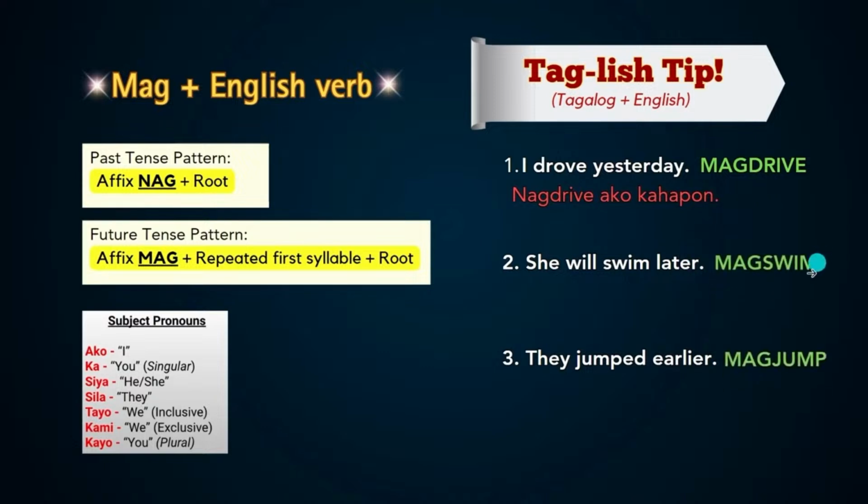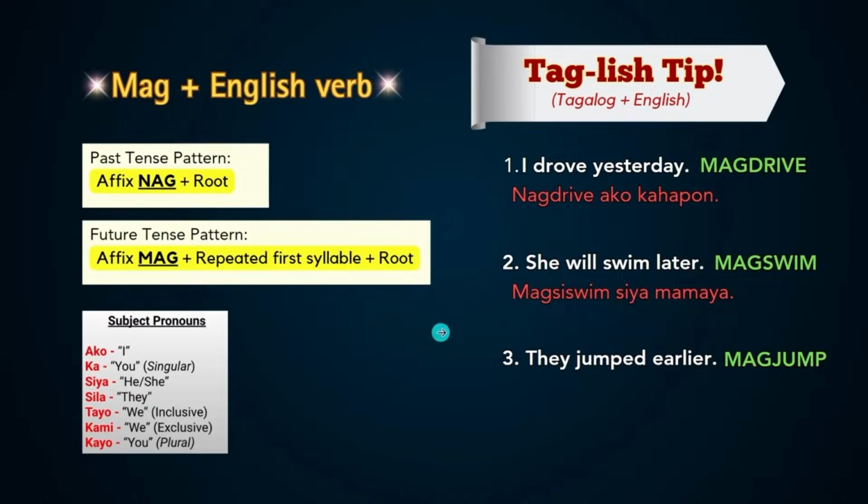You can use mag swim and mag jump. And then we'll go over it in just a second. Alrighty, for number 2, she will swim later. If I told you to use mag swim, it would be magsiswim siya mamaya. So again, for the future tense conjugation of a mag verb, it's mag plus the repeated first syllable plus the root. Magsiswim siya mamaya.